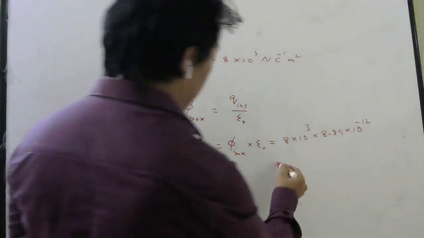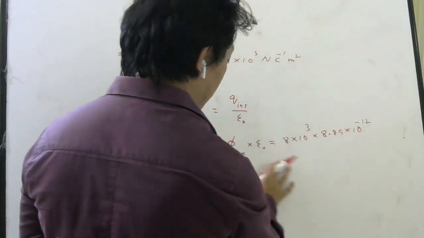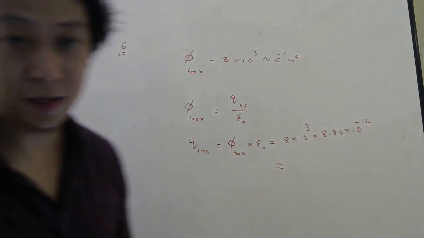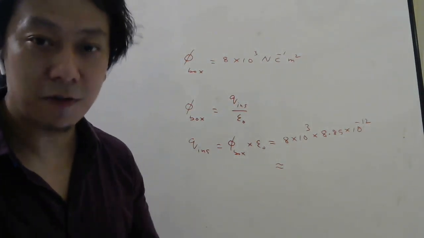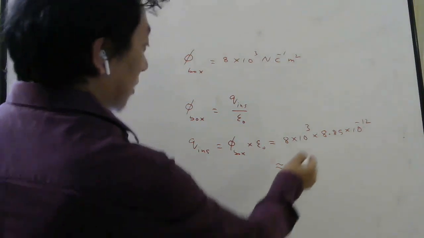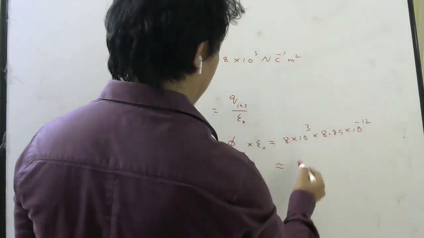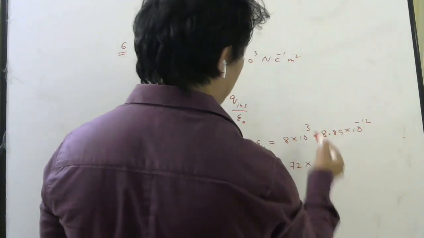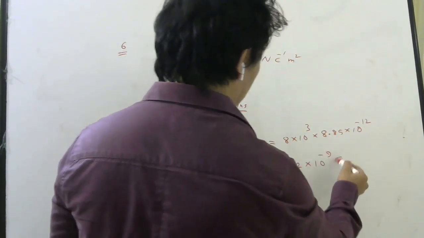So this is around 9, no? So approximate calculation I will do, because this is not a board level problem, this is MCQ, no? So we have to do approximation. So this is almost 9, so 9 8s will be almost 72 into 10 to the power minus 12, 3 will be minus 9 Coulomb.